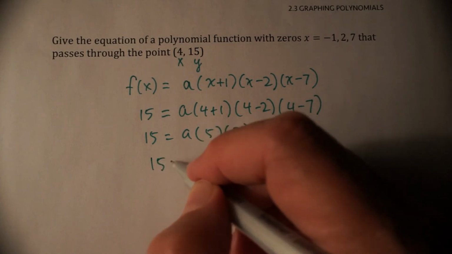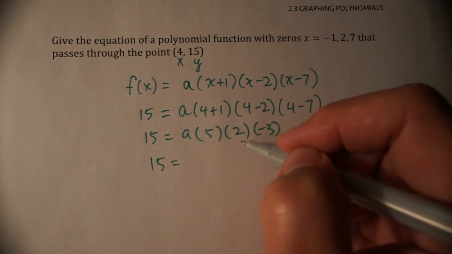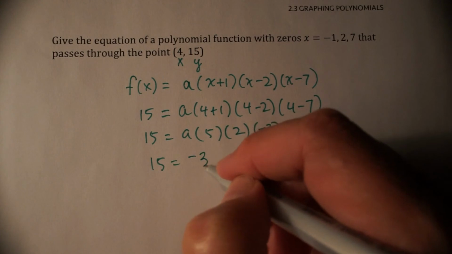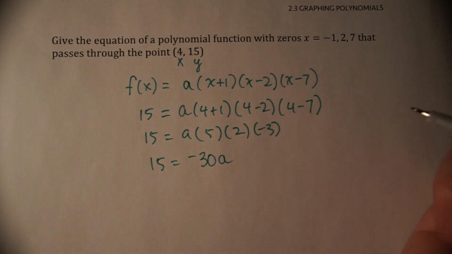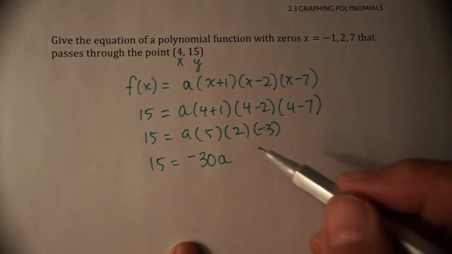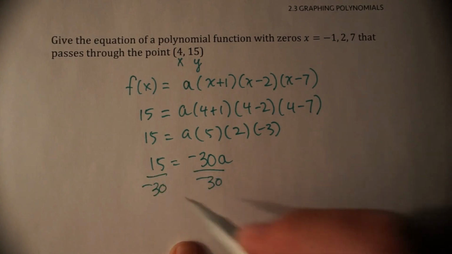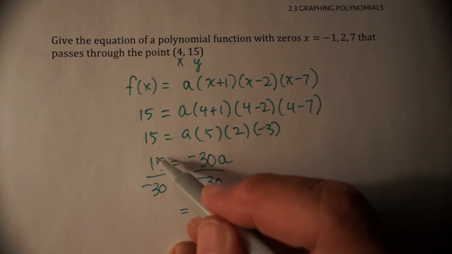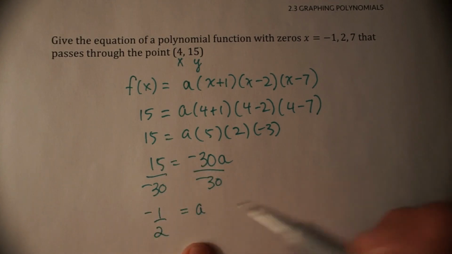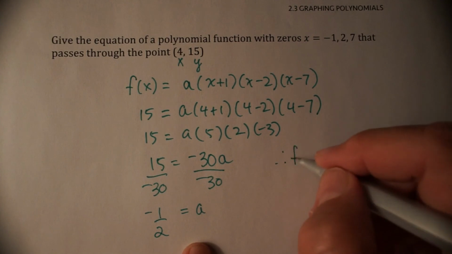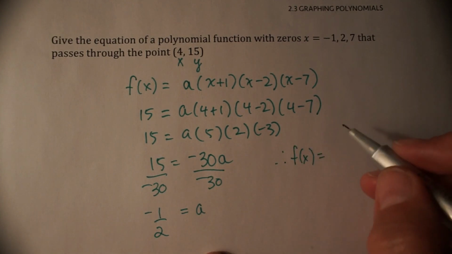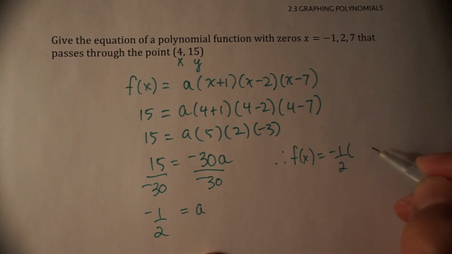So I have 15 equals, now I'm not going to put a -30 at the end. I always put the number in front of my variable. It's the same thing, it's -30 times a, but it just looks better. And now I'm solving for a, divide by -30 on both sides. a is equal to, reduced, -1/2. So the function that's going to satisfy all of those requirements has a value of -1/2 and x plus 1, x minus 2, x minus 7.